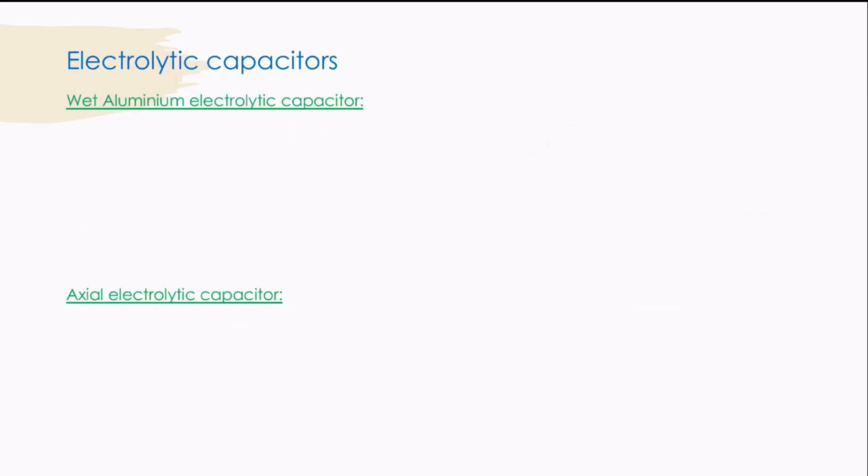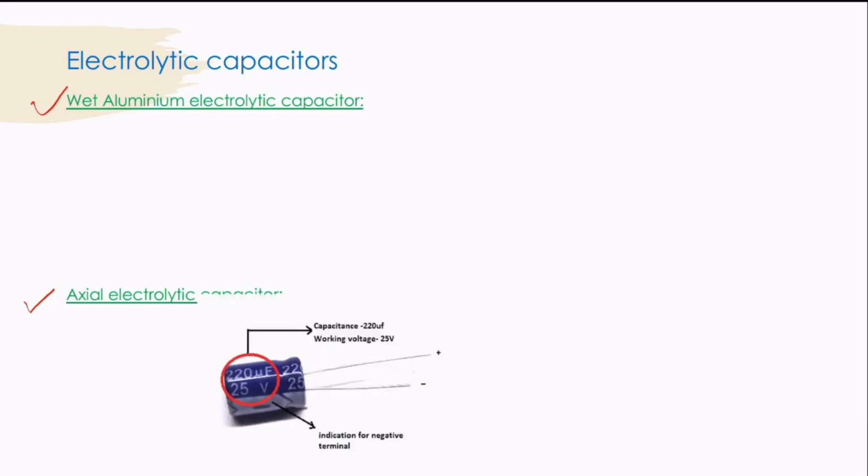Next is electrolytic capacitors. Generally, the electrolytic capacitors are divided into two types, which are the wet aluminum electrolytic capacitor and the axial electrolytic capacitor. Now, in these two types of capacitors, the values of capacitance and the voltage are already printed on the capacitor. Now, let us see them.